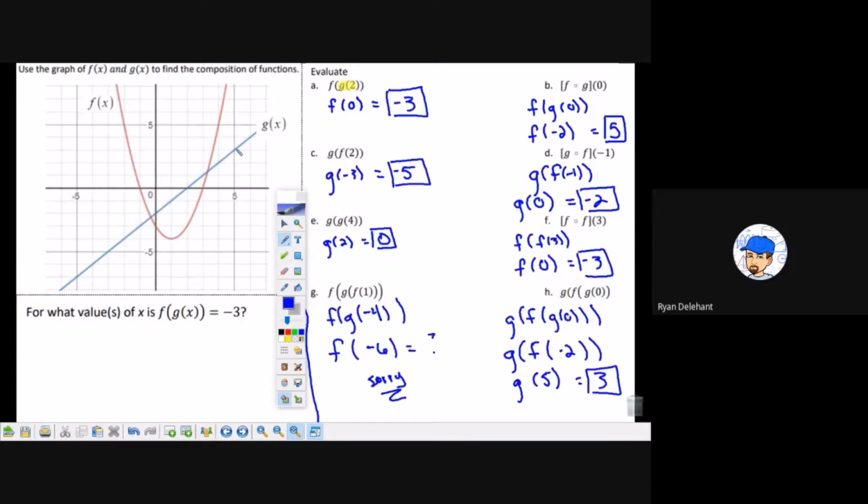Any questions before I move on with that one? A lot of this comes down to reading the graphs. The numbers inside the f and g and h or whatever letters you have are going to be x values, and you're hunting to replace them with their y values on the graph.